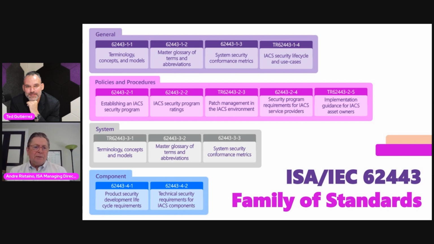So the blue level addresses two things. The 62443 4-1 establishes 8 practice areas for automation and control systems product development. So it's a product development lifecycle standard, and so it describes what the activities should be.